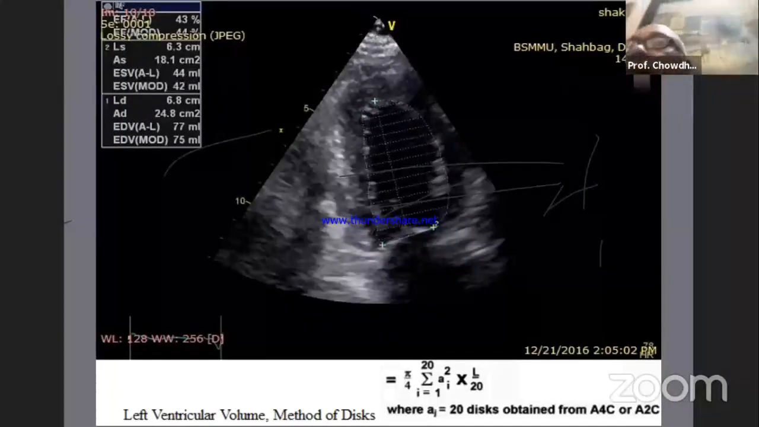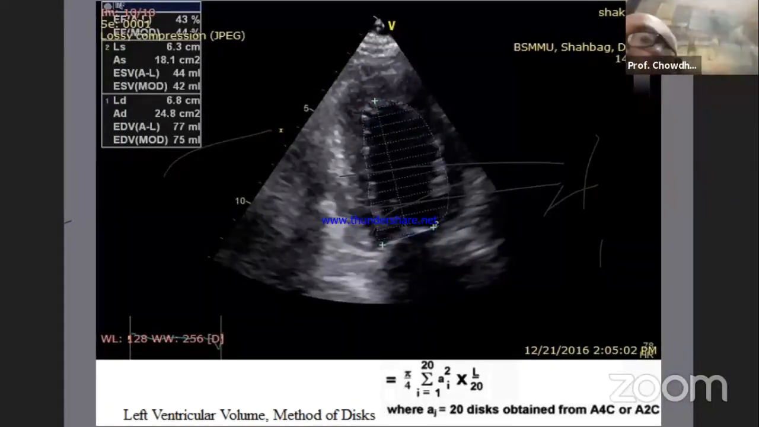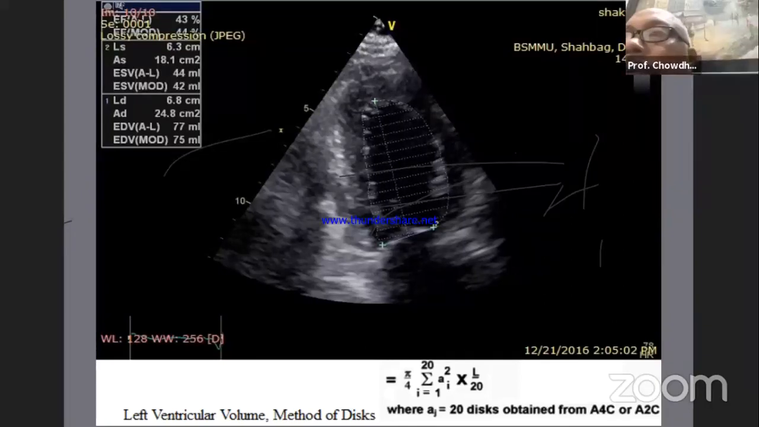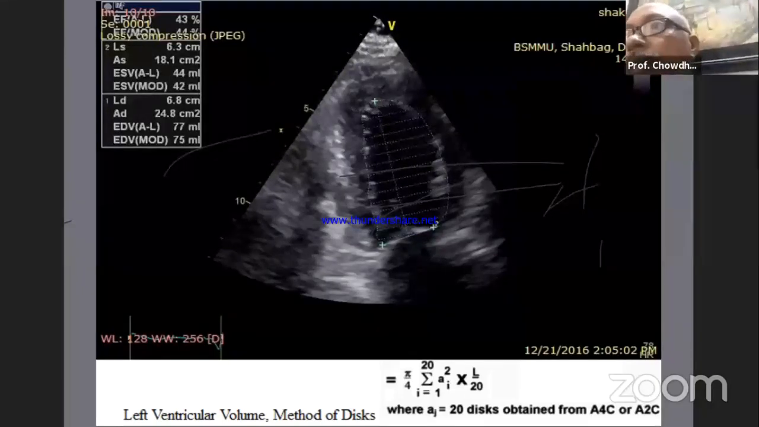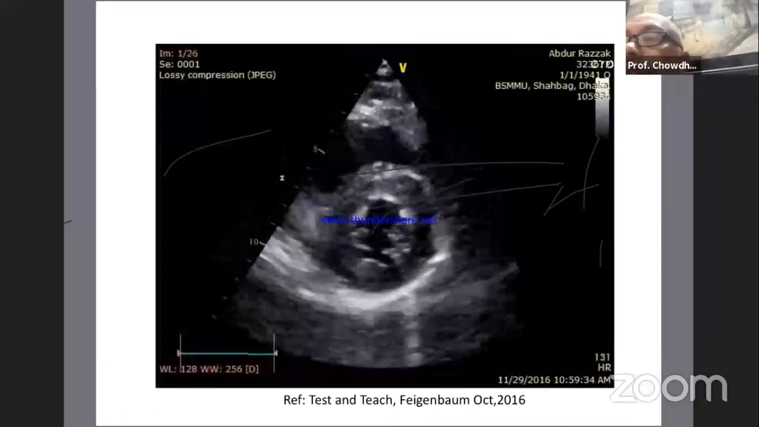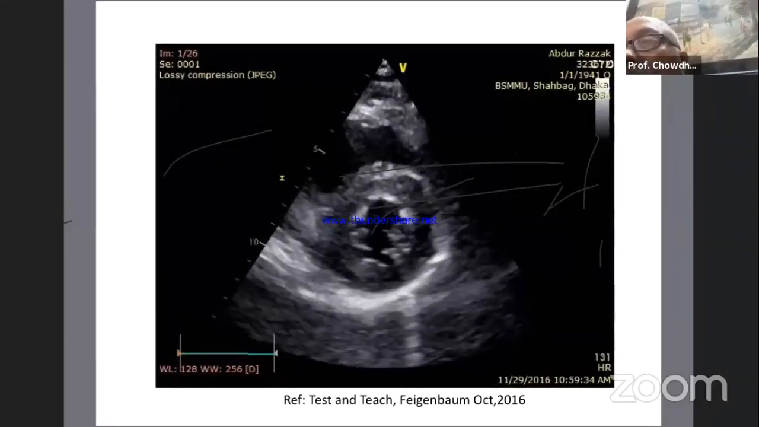So as we said, our first job is to delineate the inner border, and then automatically the computer makes this assessment of volume and eventually the ejection fraction. But as I said, there are three potential limitations. One is translational motion. Then we talked about the delineation of the endocardial border, and foreshortening is the important Achilles heel.